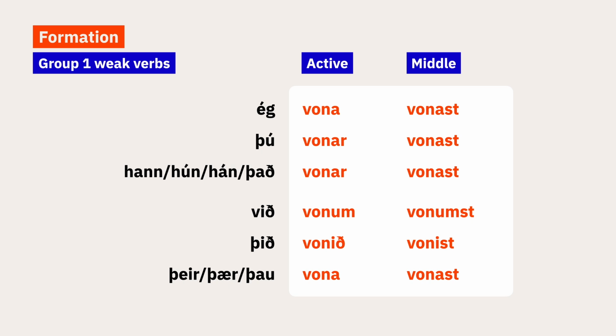Vona means to hope. Ég vona að það rignir ekki. I hope that it doesn't rain. And ég vonast is when you hope for something for yourself. So ég vonast til að fá að hitta hann. I hope I get the chance to meet him.